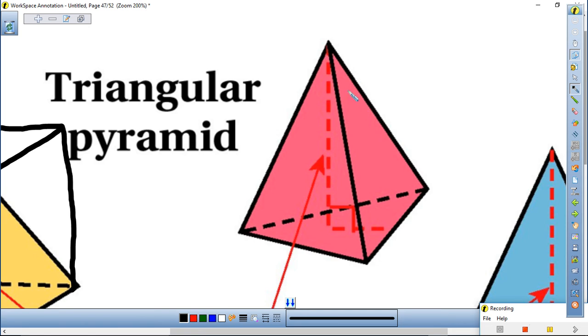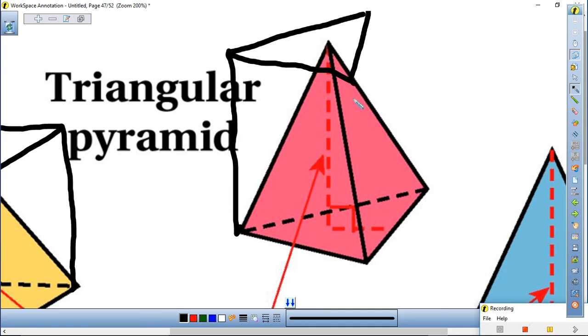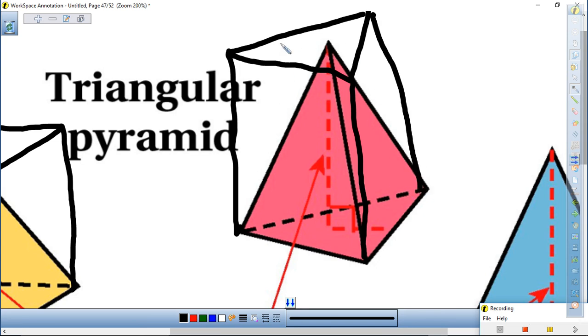Look at the triangular pyramid. Guess what? I'm going to make a triangular what? Prism. That is correct. There it is. And that triangular pyramid is how much of the volume of the prism? 1/3. That is correct.